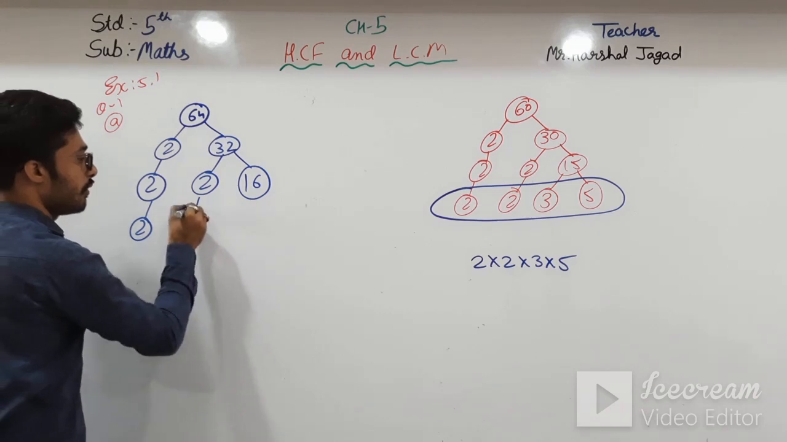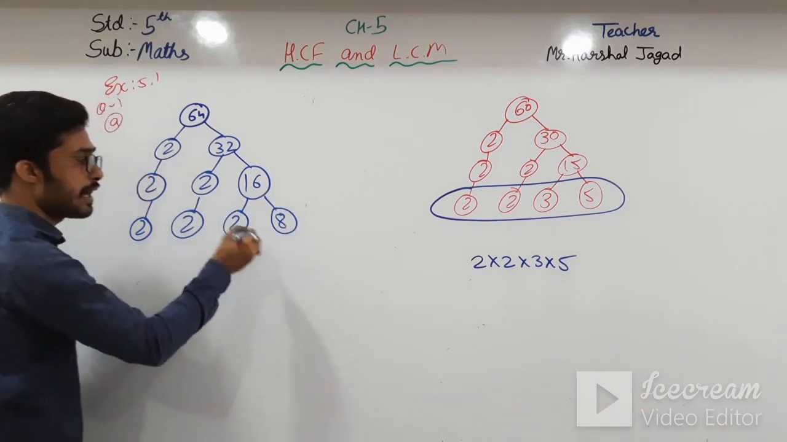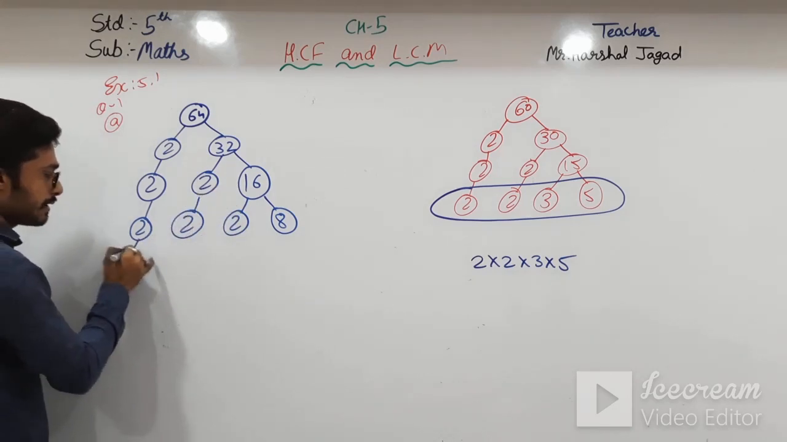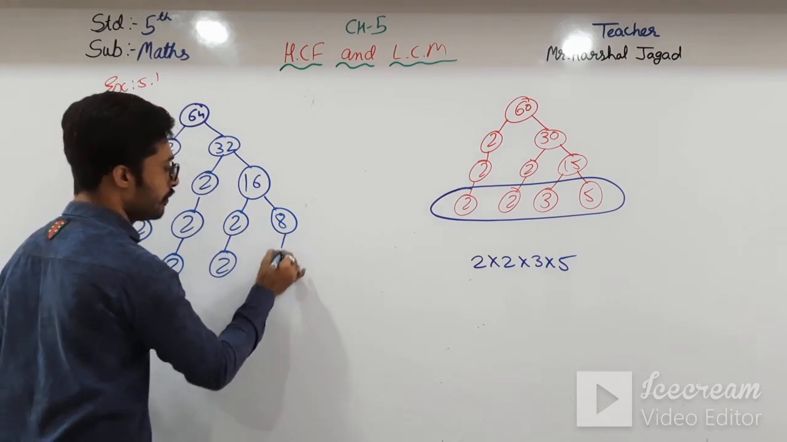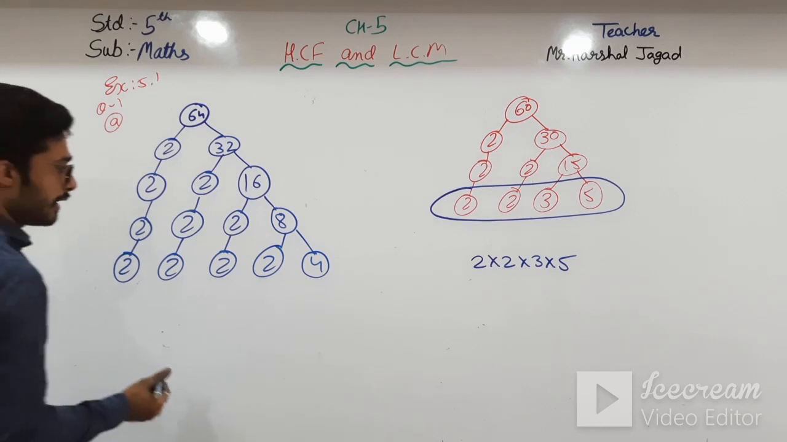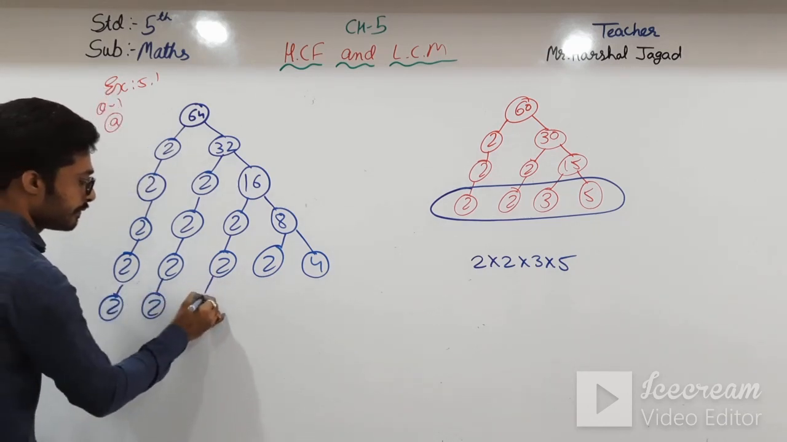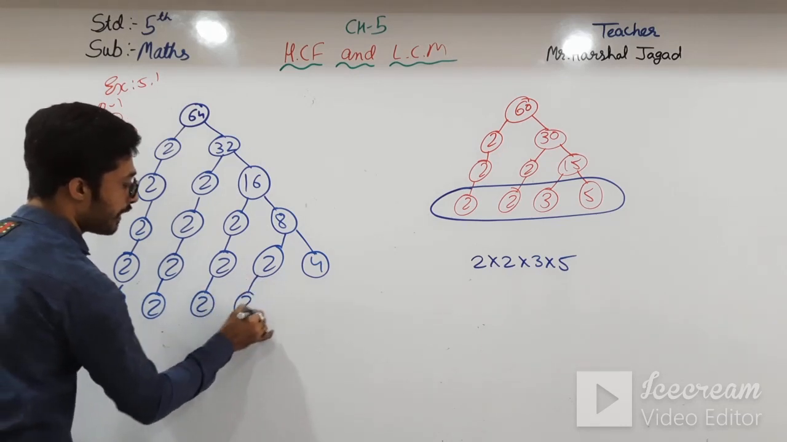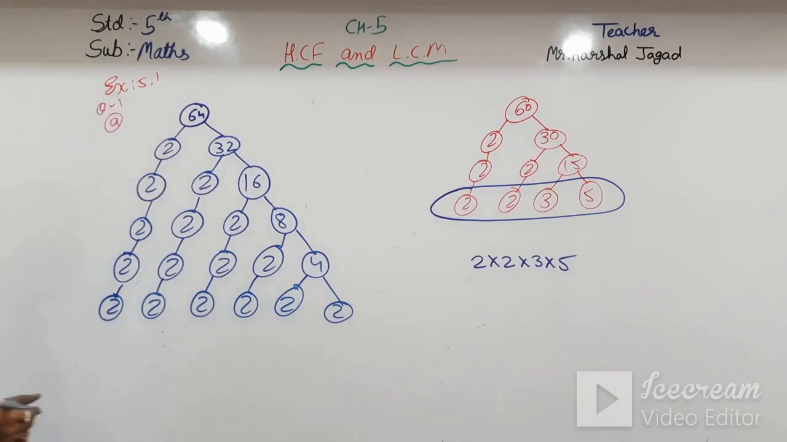This 2 will go. This 2 and this will be 8, 2 8 is 16. Again, this 2 will remain as it is. This 2 will also remain as it is. This 2, 2 into 4. And again, this will remain as it is. So, this is the factor tree of 64. You can see, students, this is the factor tree of 64.